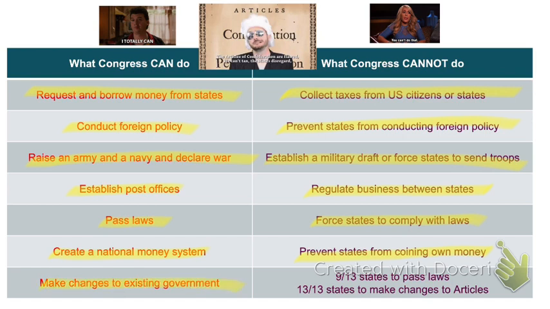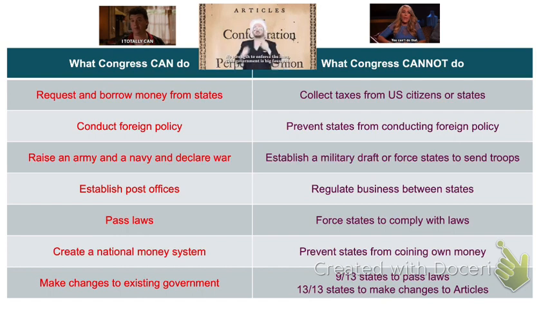And then finally, Congress was allowed to make changes to the current government. But if it was to the Articles, we needed 13 out of 13. To pass a law, we needed 9 out of 13. You're like, well, 9 out of 13, that's not hard. Well, we'll see. We're getting ready to try it right now.